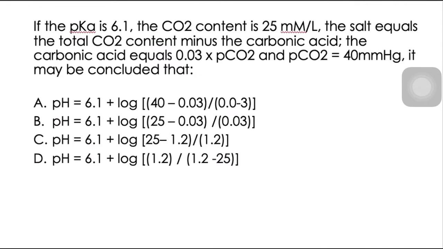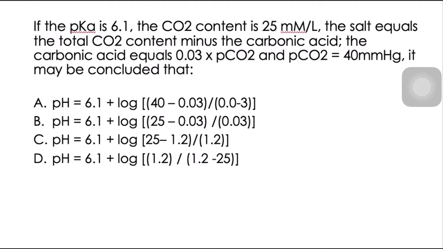Okay, for example, in this problem, if the pKa nga po is 6.1, the CO2 content, so the total CO2 is 25, the salt equals the total CO2 minus the carbonic acid. So the bicarbonate nga po is equal to total CO2 minus carbonic acid. And the carbonic acid is equal to PCO2 times 0.03, while the PCO2 here is 40 mm mercury. So try po natin isolve.